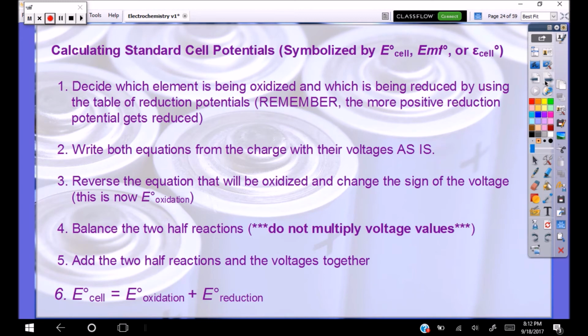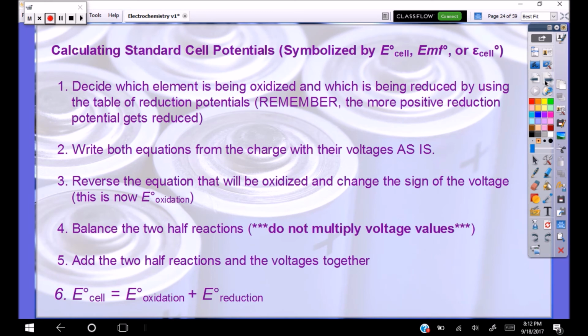We're then going to have to balance the two half reactions. Remember the part where you may have to multiply to get your electrons to cancel out? That is a great step. Go ahead and do that, but do not multiply your voltage values. Voltage values can be reversed, voltage values can be added together, but they don't multiply at all. So that's the big rule. Don't multiply your voltage values.